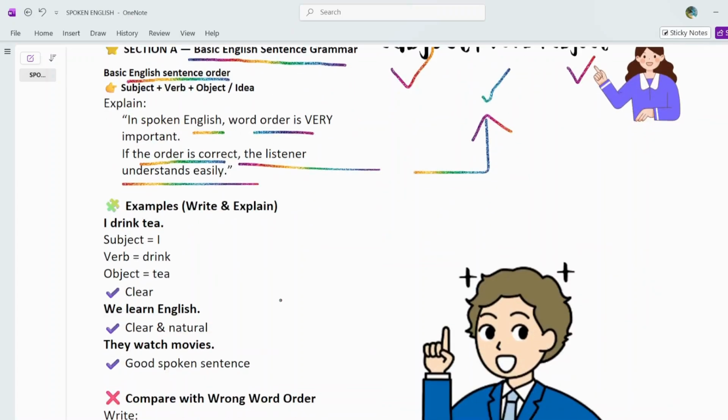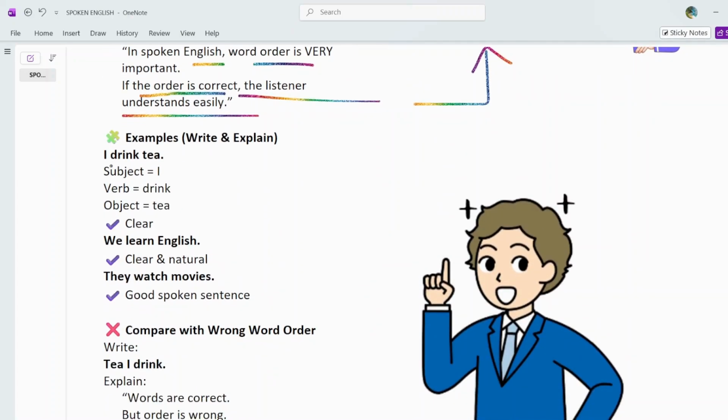Now let's look at some examples here. I drink tea. I is the subject, drink is the verb or the action word, and tea is the object. Now, this is a clear structure. It's quite natural, and it helps you to form that basic English structure when you look at sentences.